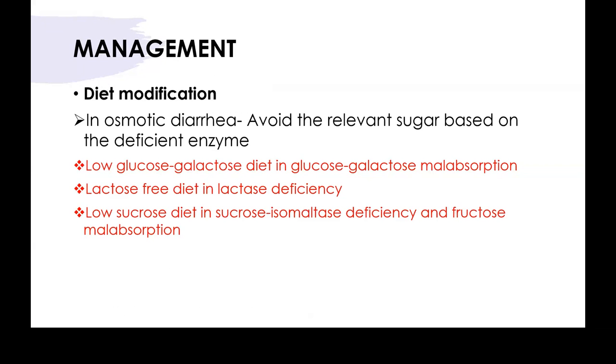Next, about the diet modification. In osmotic diarrhea, you have to avoid the relevant sugar based on the deficient enzyme. So if you are suspecting glucose-galactose malabsorption, you have to avoid or reduce the glucose and galactose, especially milk-containing products. Same with lactose-free diet. In lactase deficiency, you have to give a lactose-free diet. And if you are suspecting sucrase-isomaltase deficiency, you have to have a low sucrose diet. Now, especially the table sugar, cane sugar, has mostly sucrose. So you have to avoid that.